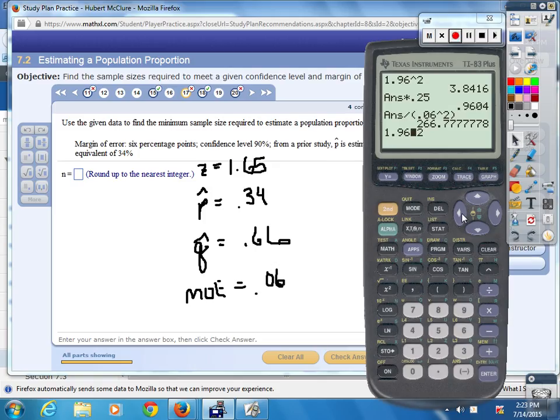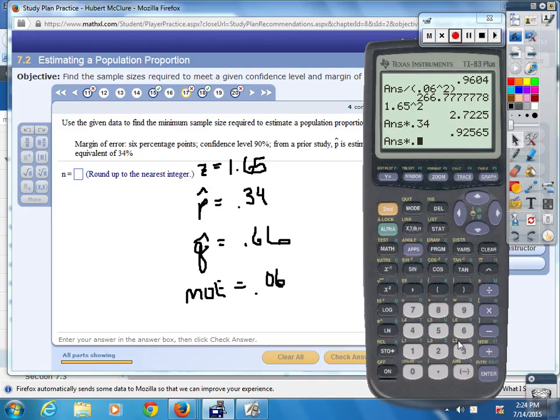So that's 1.65 quantity squared times 0.34 times 0.66, divided by 0.06 raised to the second power. I got 170. Is that what y'all got?